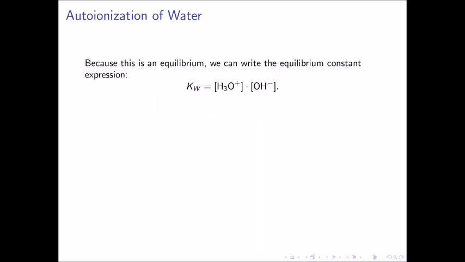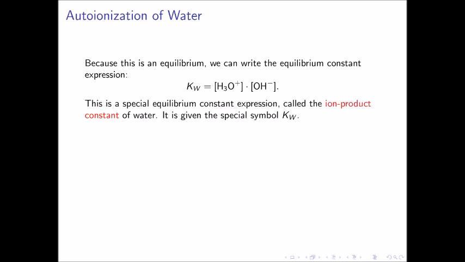Since we have an equilibrium, we know we can write the equilibrium constant expression. In this particular case, it is just the product of the concentration of hydronium ion and the concentration of hydroxide ion. This is a special equilibrium constant expression, and we call it the ion product constant of water. We give it a special symbol, Kw.